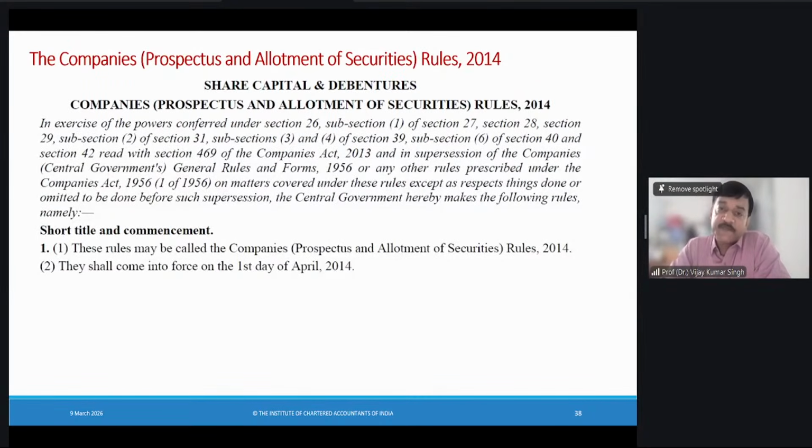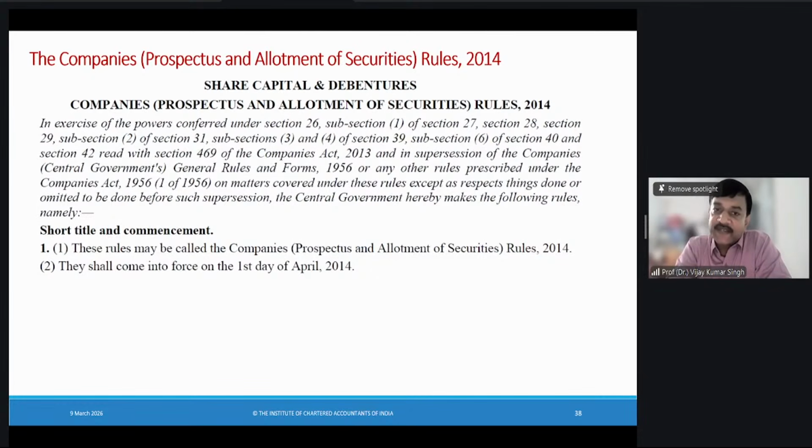That is the Companies (Prospectus and Allotment of Securities) Rules, 2014. So you are supposed to refer to these rules. These rules are made, as you can see, in exercise of the power conferred on the Central Government under section 26, sub-section 1 of section 27, section 28, section 29, and section 31. So wherever in Chapter 3 you find "as may be prescribed", all these prescriptions you find in the rules.